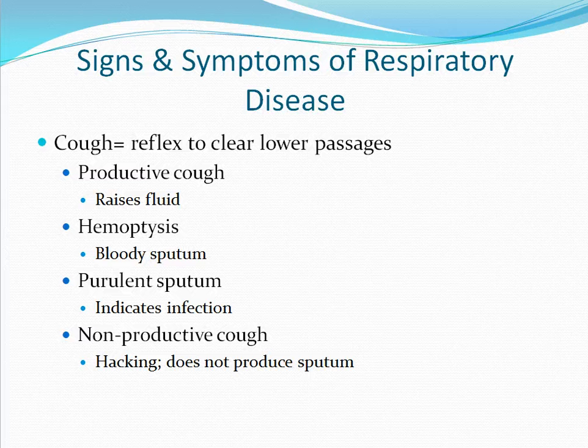A productive cough is one that raises fluid, also called sputum, so that it may be cleared. Hemoptysis refers to the production of a bloody sputum. A purulent sputum is an indication of an infection. A non-productive, dry, hacking cough is one that does not produce sputum.